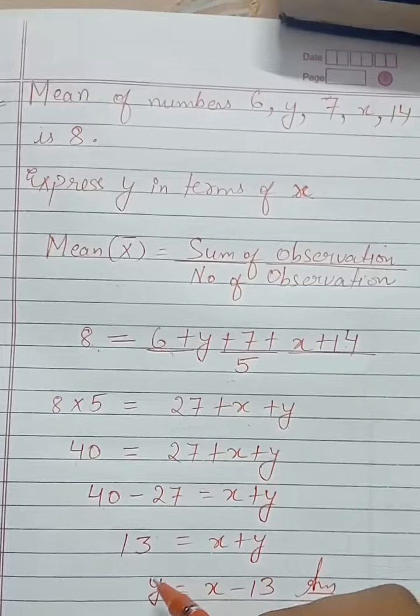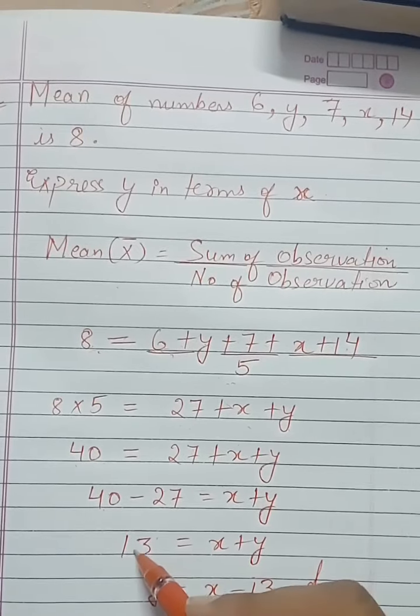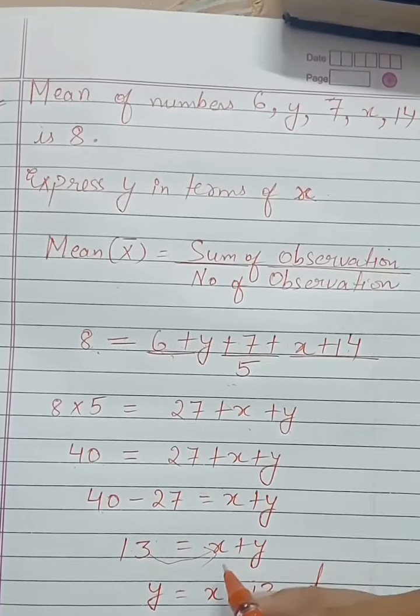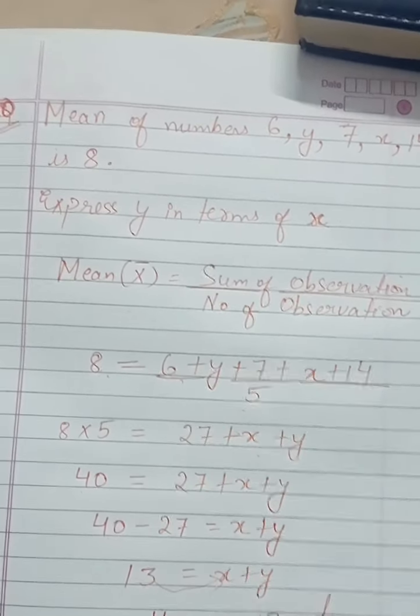Now in terms of x, y will be 13 minus x, because this x will be transferred from right to left, it will become negative. So this is our answer for this question.